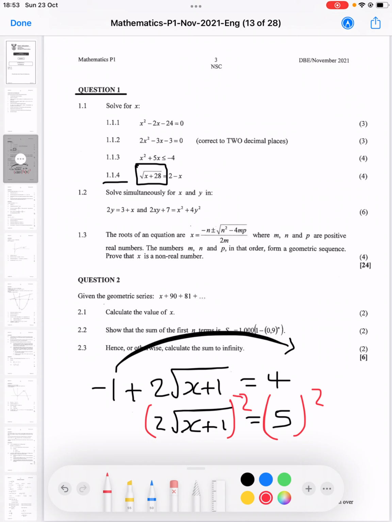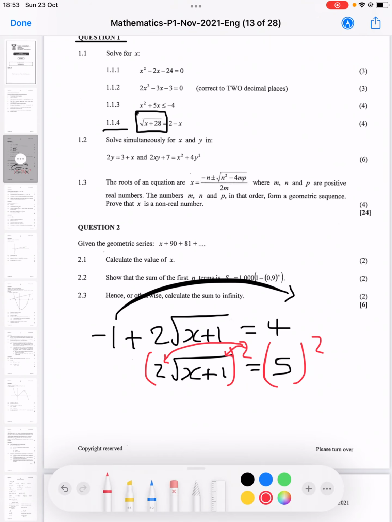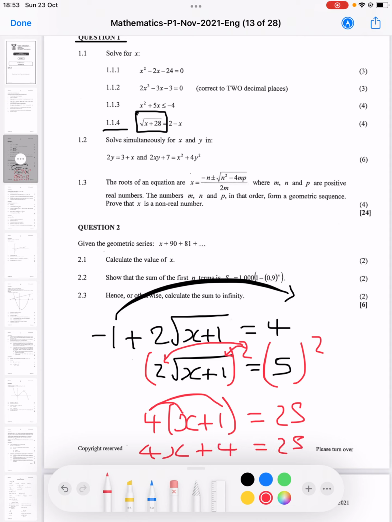This square, it must square that 2 and then remove the square root. That's where you guys get it wrong. So this is now what you're going to write. So that means you actually have 4, because 2 squared is 4, into (x + 1) is equal to 25. So that you say that by that, and then you have 4x + 4 equals 25, and then you work it out until you get to the final answer.